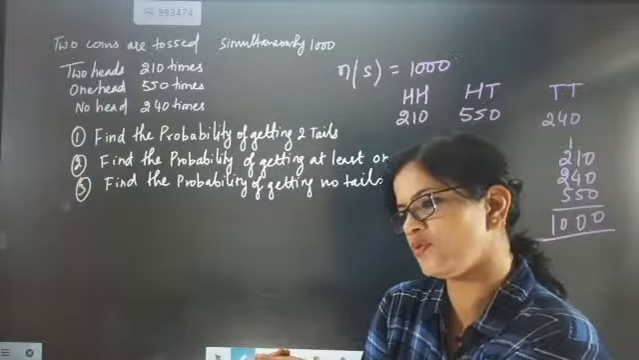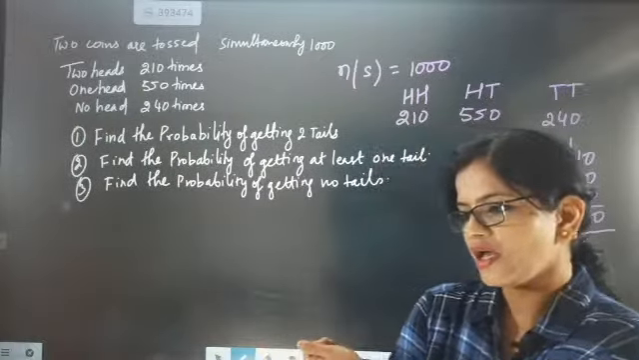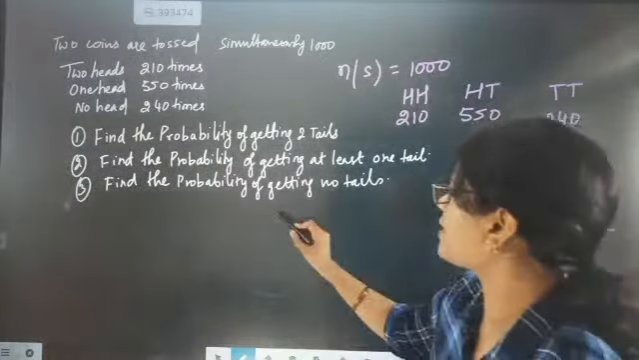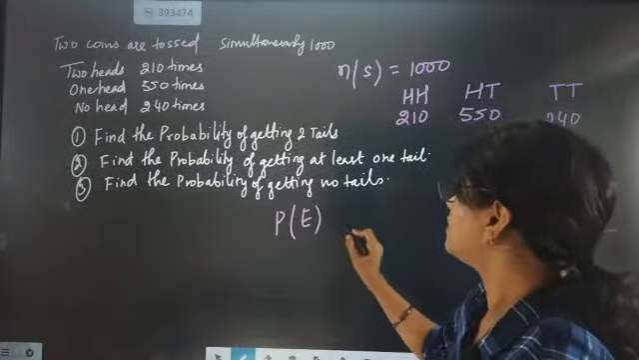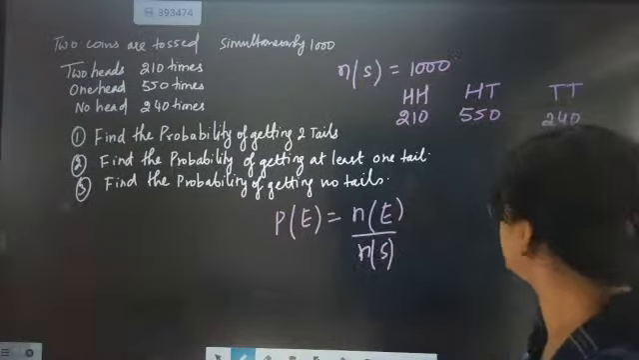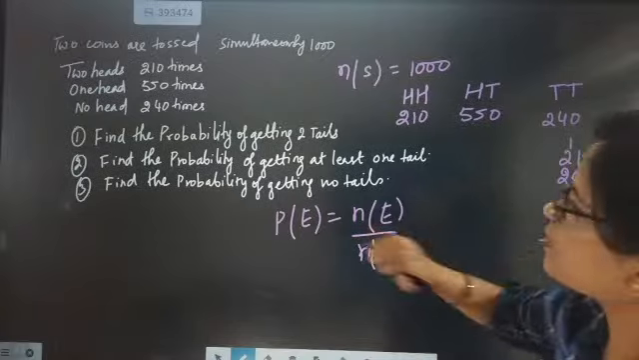Here we have to write the formula exactly, and based on the formula we have to solve. The formula is: probability of getting the event is equal to NE by NS. Now beta, what is the event?